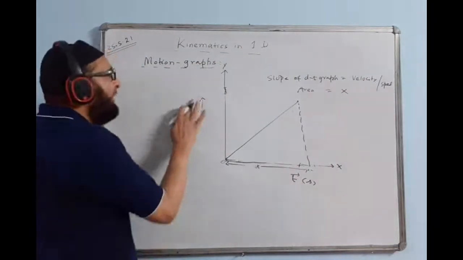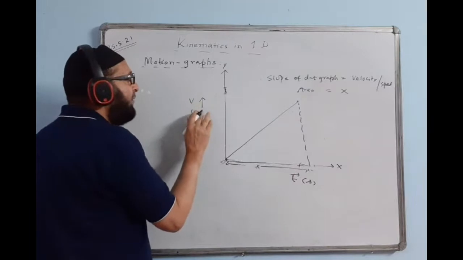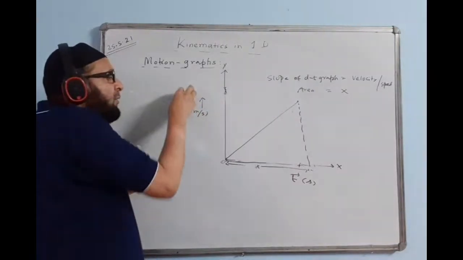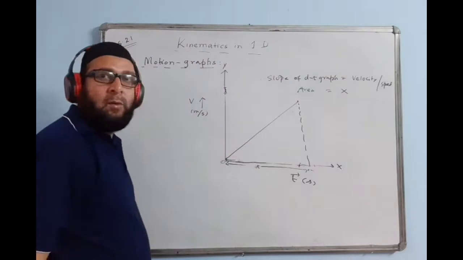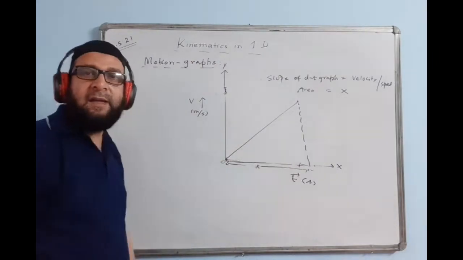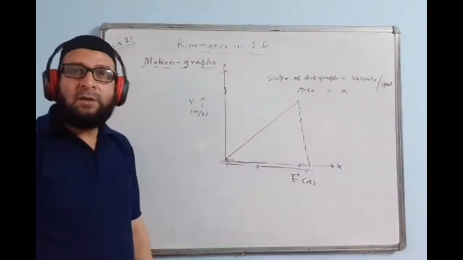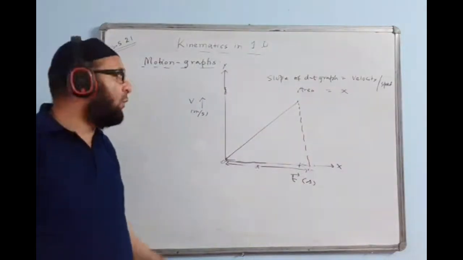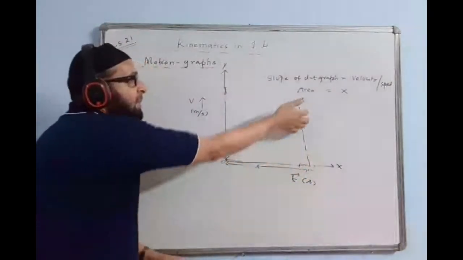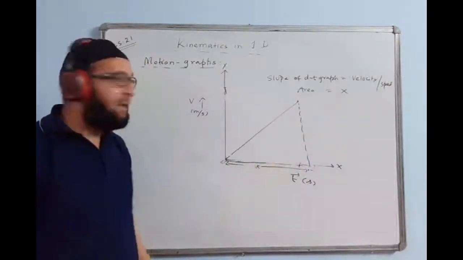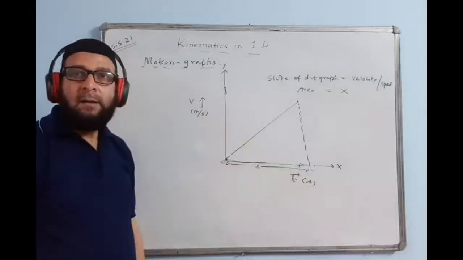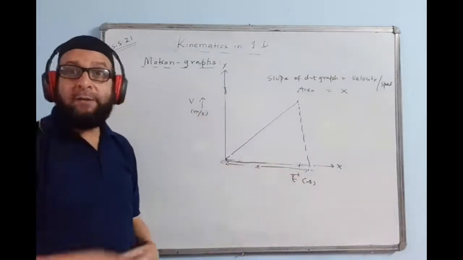Now I'm talking about the vt graph, which is the velocity-time graph. Velocity unit is meter per second. If I find the slope of the vt graph, what will I get? The slope is this divided by this, tan theta, perpendicular by the base. That means you are dividing meter per second by second. It becomes meter per second square.